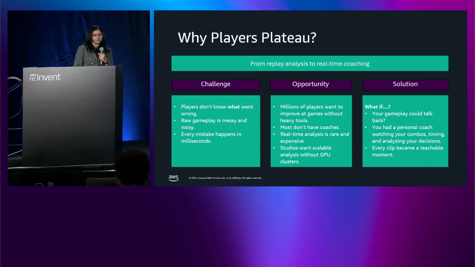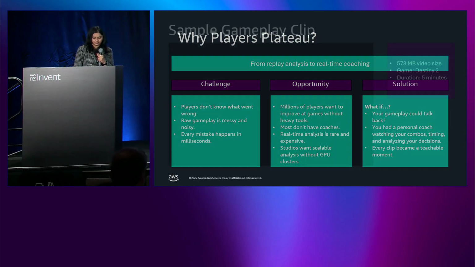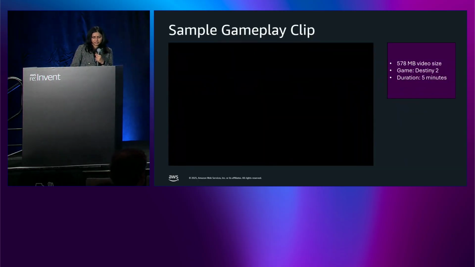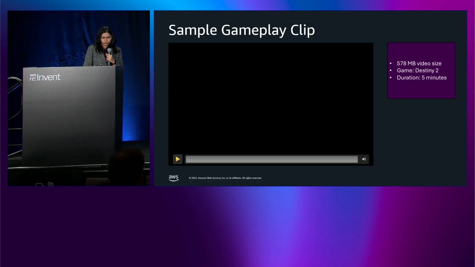So that's where we are going to imagine a solution, because this is where GenAI can shine. So what if your gameplay could talk back? And what if you had a personal AI coach that understands timing, movement, and decisions just from a short clip? So that's where we are headed. But before we get into the actual stuff that I built, I wanted to show you a sample gameplay clip.